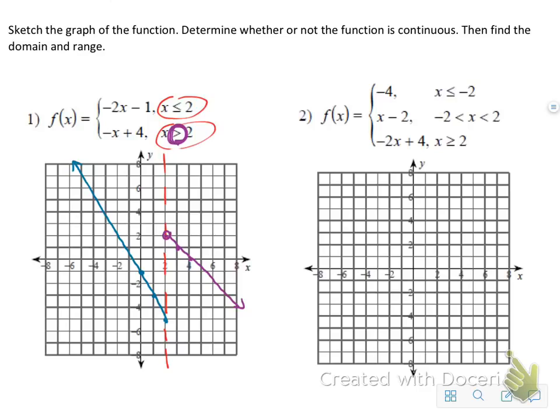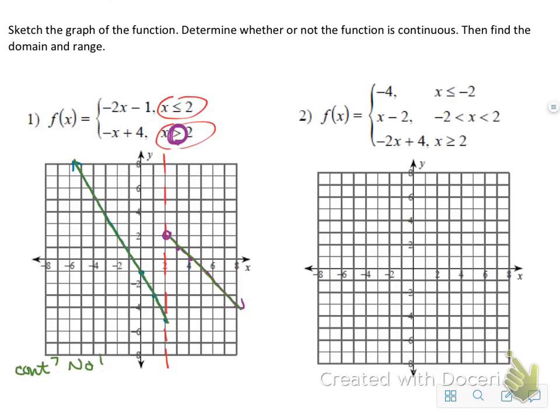So, let me draw this function one more time, and I'll use green. Let me draw, lift. Draw. So because I lifted my pen, this is not continuous. So the answer for continuous is no. No, because I had to lift my pen.